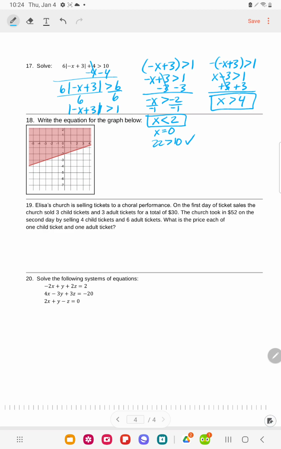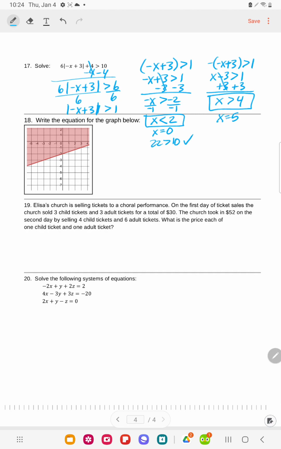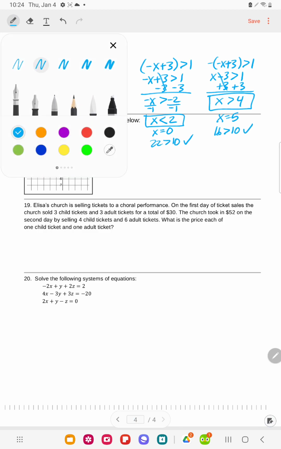And then let's say I need to pick a value where x is greater than 4. So let's say x equals 5. So plug in 5, negative 5 plus 3 inside the absolute value. That gives us negative 2. The absolute value of negative 2 is equal to positive 2. 2 times 6 is 12. 12 plus 4 is 16. So 16 is greater than 10. So both our answers are true after checking it.